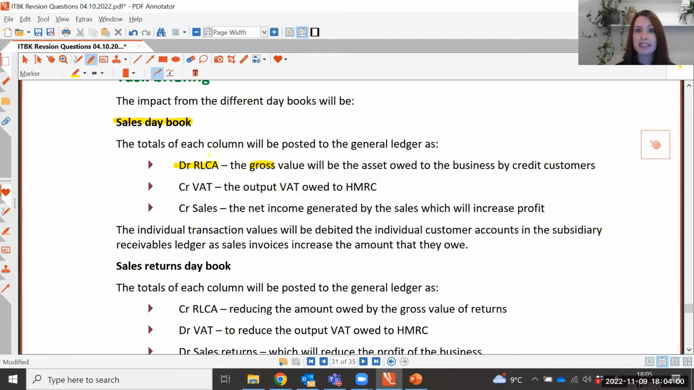So therefore it's an asset account. So an increase in an asset account will be entered onto the debit side of an account. So the gross value is going to increase the amount that our credit customers owe us. So therefore we debit the control account. Now, the net amount we would credit to the sales income account. So remember, an increase in a sales income account or in any income account, we need to credit the account because it falls onto the credit side of our debit and credit.